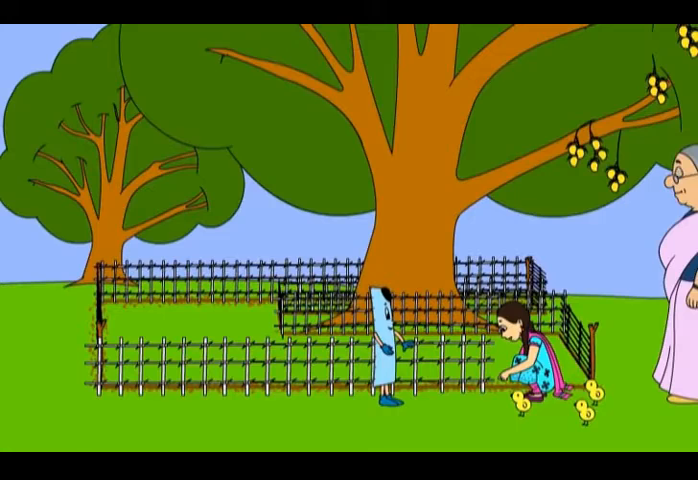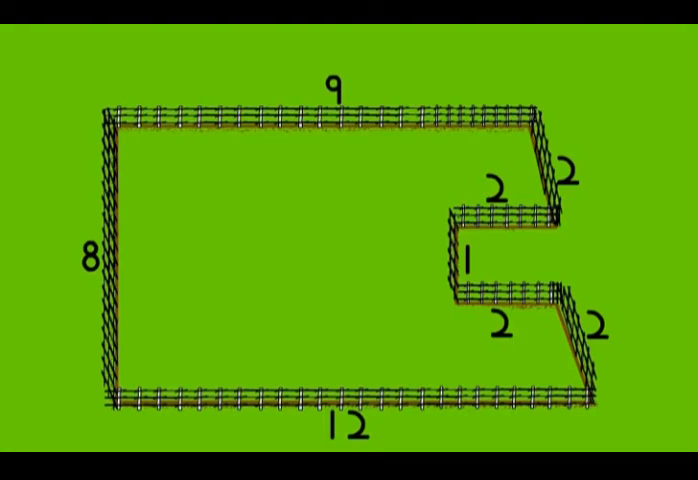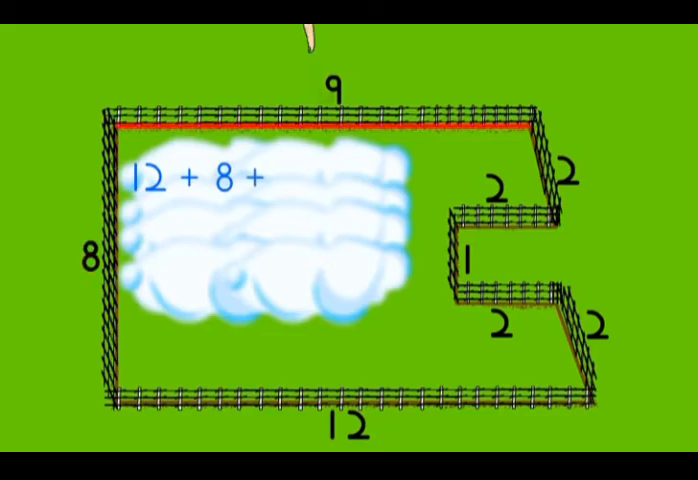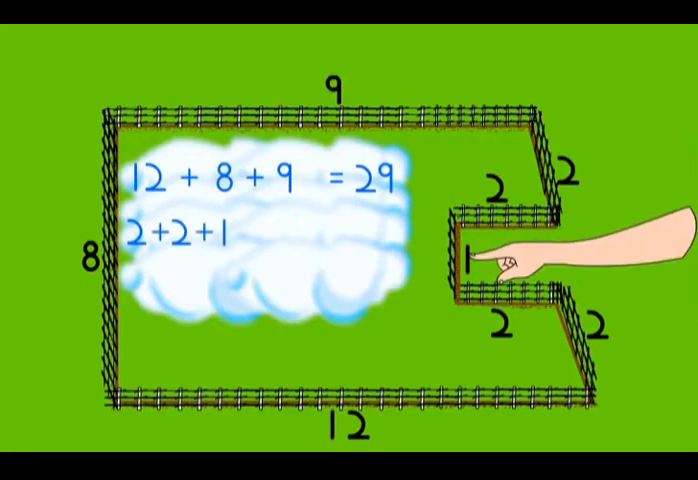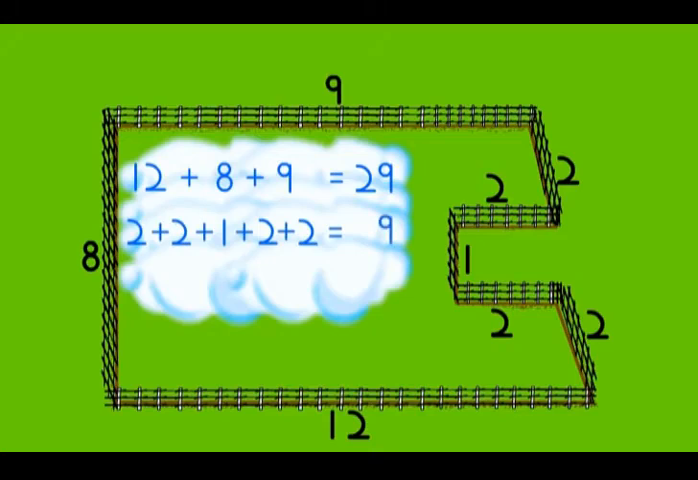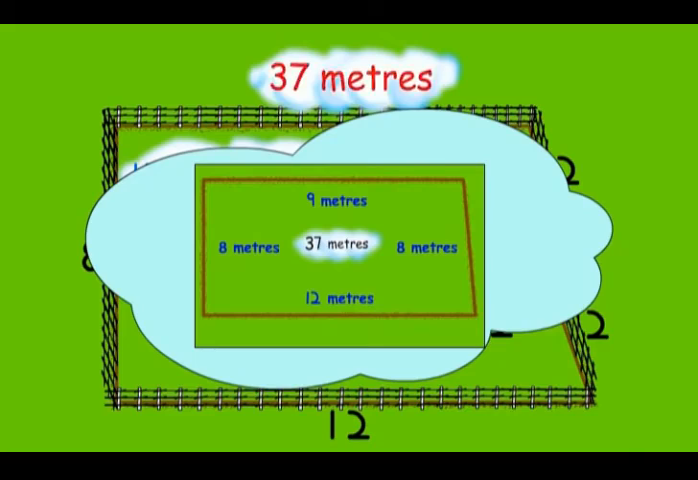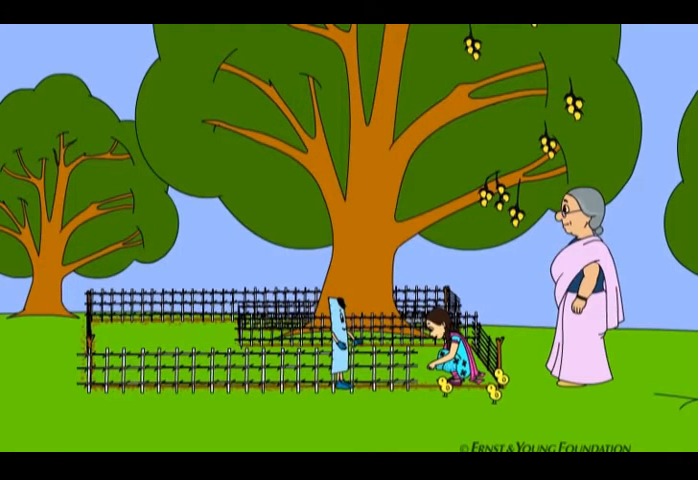Futta, let's measure the length of the sides. 3 sides are the same. So, it is 12 plus 8 plus 9, which is 29. Now, let's measure this side. It is 2 plus 2 plus 1 plus 2 plus 2, which is 9. So, the length of the boundary is 29 plus 9, which is 38 meters. It was 37 meters before. So, it has increased by 1 meter. Let me get 1 more meter of wire from the house.